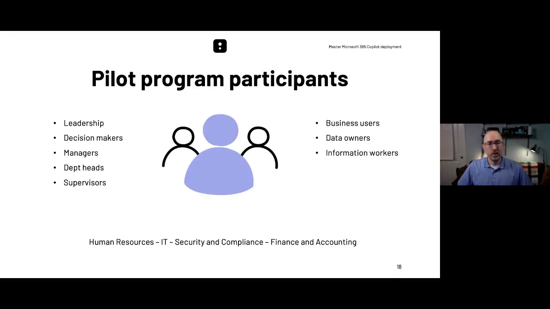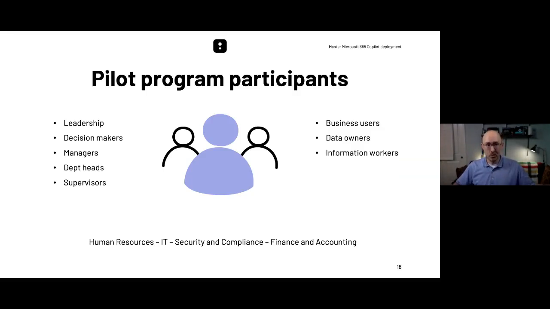Now, with that, keep in mind the different participants. One of the things that my organization initially did when we rolled this out was we had a whole lot of leadership represented. Thankfully, Microsoft stepped in and said, no, we need to break this up and we need to get some more business leaders involved here. We need to get some more managers, department heads, and supervisors involved in this process. From there, we started onboarding groups of users in phases, and that's where our business users, our data owners, and then our information workers started to come into play.